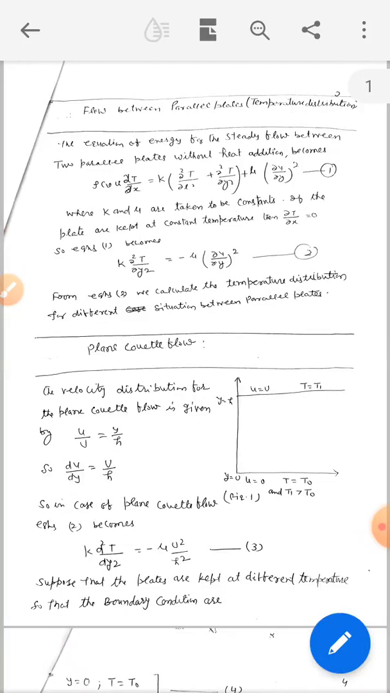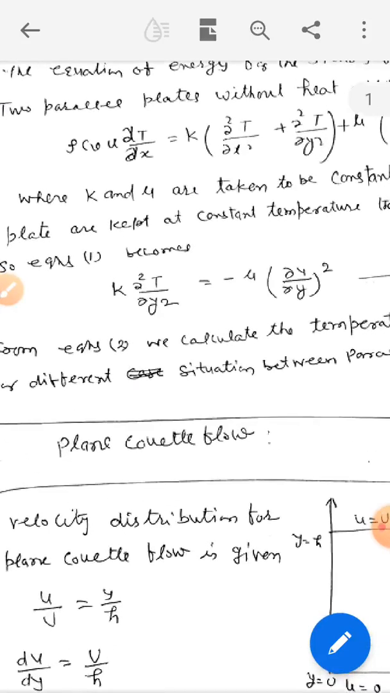For the flow between parallel plates, the equation of energy for steady flow between two parallel plates without heat addition becomes ρ Cv u ∂T/∂x equals κ (∂²T/∂x² + ∂²T/∂y²) plus μ (∂u/∂y)². This is equation number 1, where κ and μ are taken to be constant. κ is thermal conductivity, μ is viscosity.